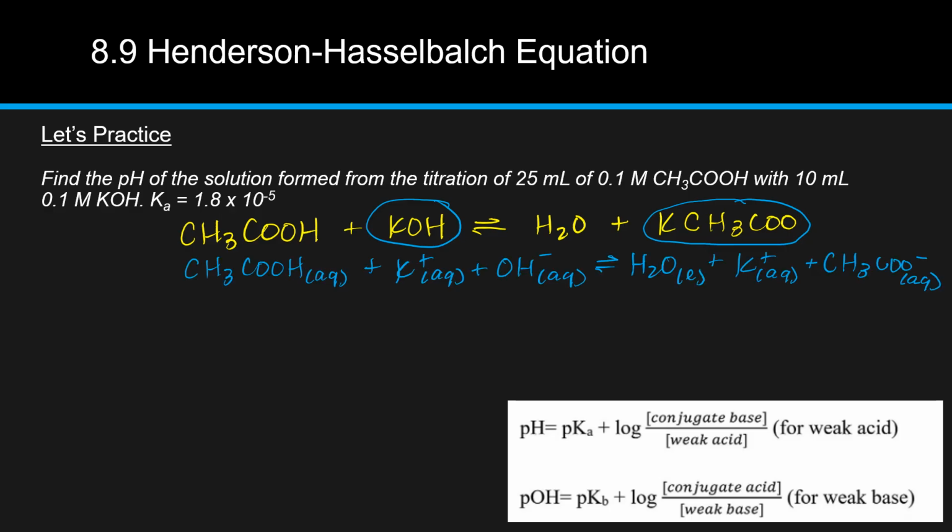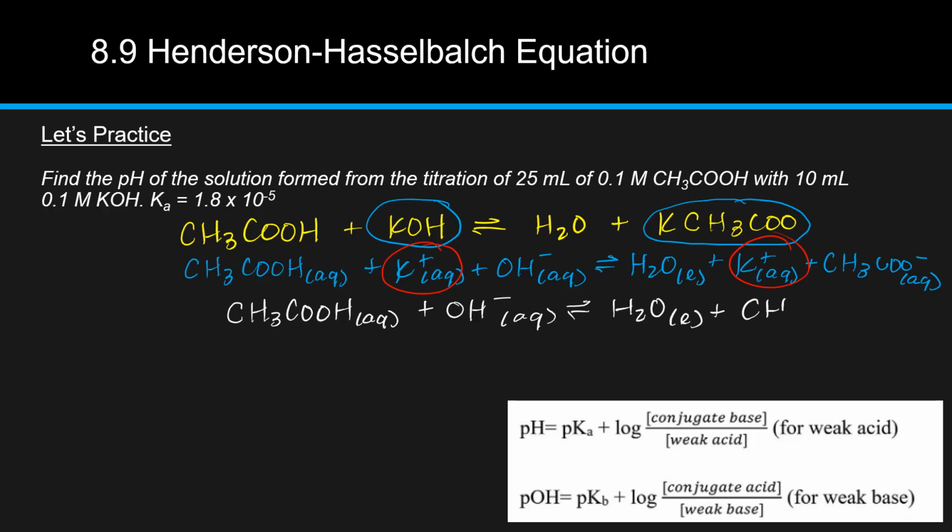So this would be our complete ionic equation, and then K plus or potassium ions are going to be our spectator ions. So when we're looking at our net ionic equation, we have our weak acid, which does not dissociate, plus hydroxide reacts to form water and acetate. And you don't have to do this every time, but I think it's important for identifying what's actually happening at the particle level.